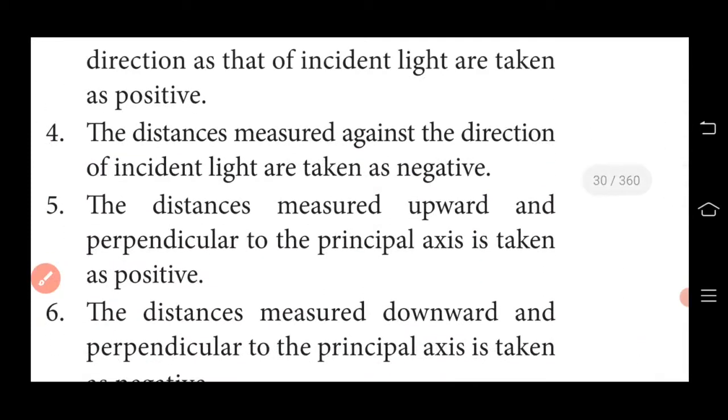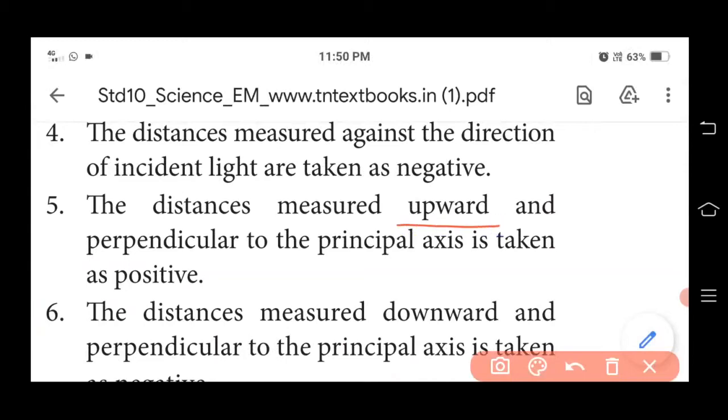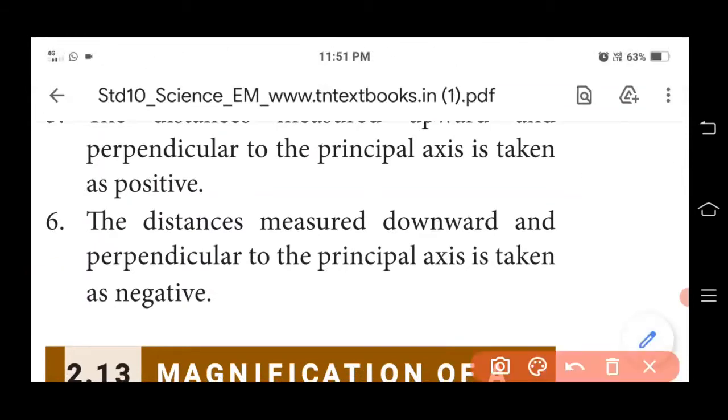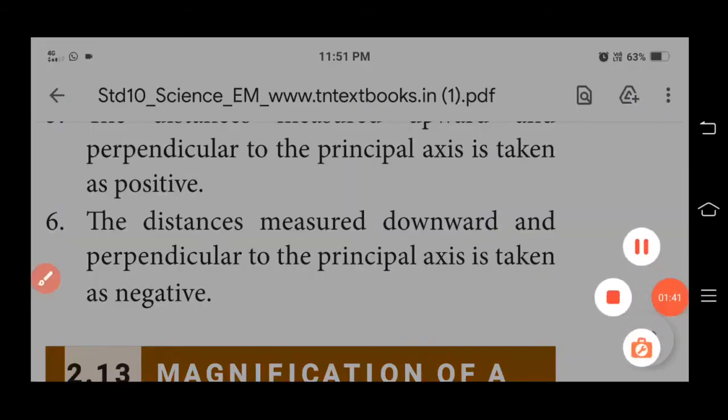And then the distance measured upward and perpendicular to the principal axis is taken as positive. And the last point, the distance measured downward and perpendicular to the principal axis is taken as negative. Sign convention.